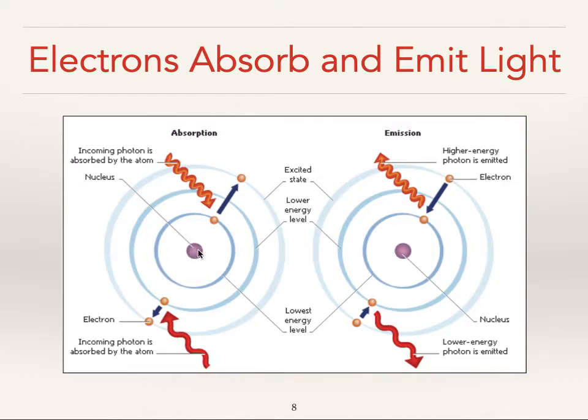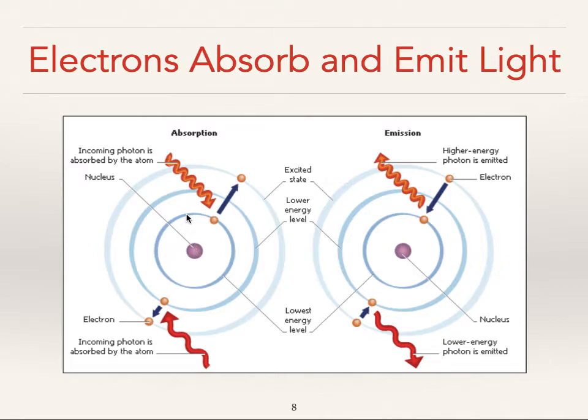You'll notice here's the nucleus of the atom. And then we've got these rings, these concentric circles going around the nucleus, centered on the nucleus. And what they're supposed to represent are the different energy levels for the electrons. Let's think about this. This is kind of a new idea.